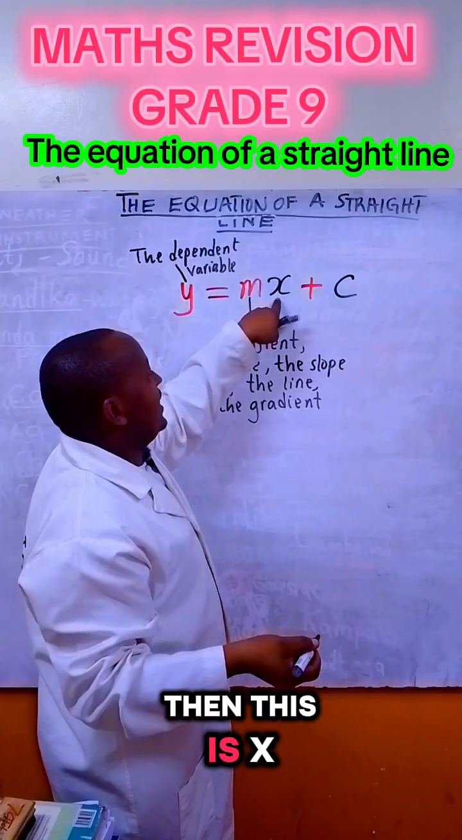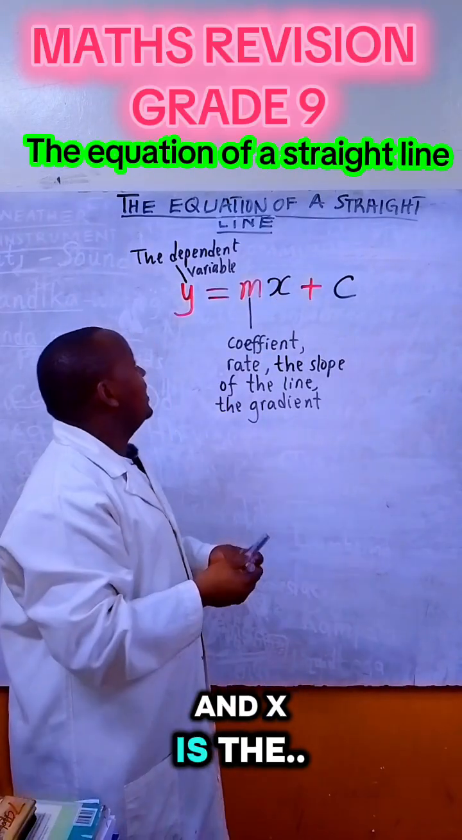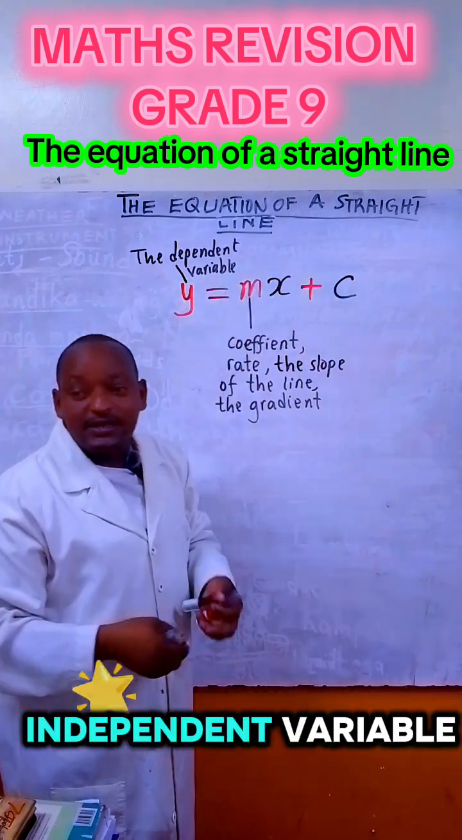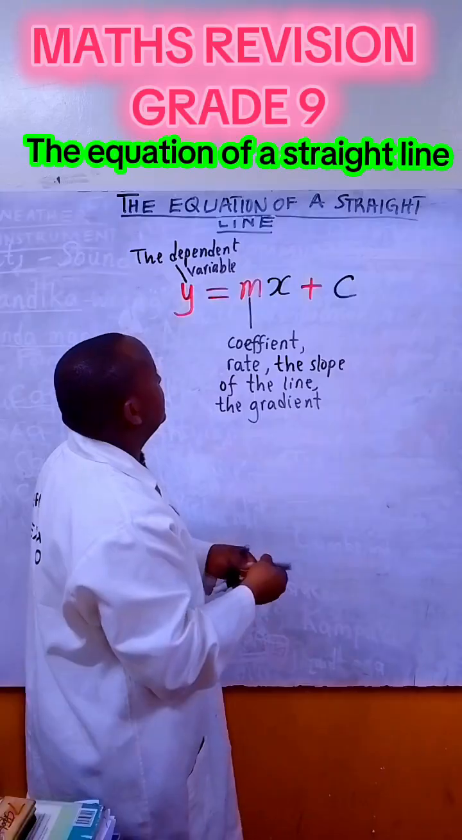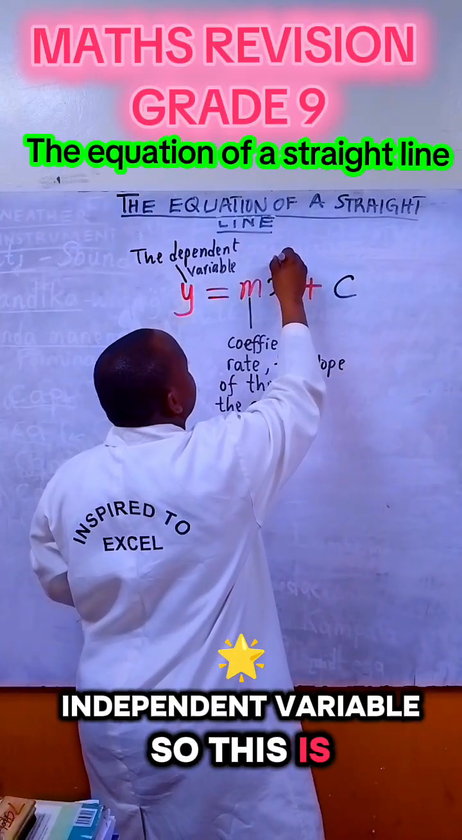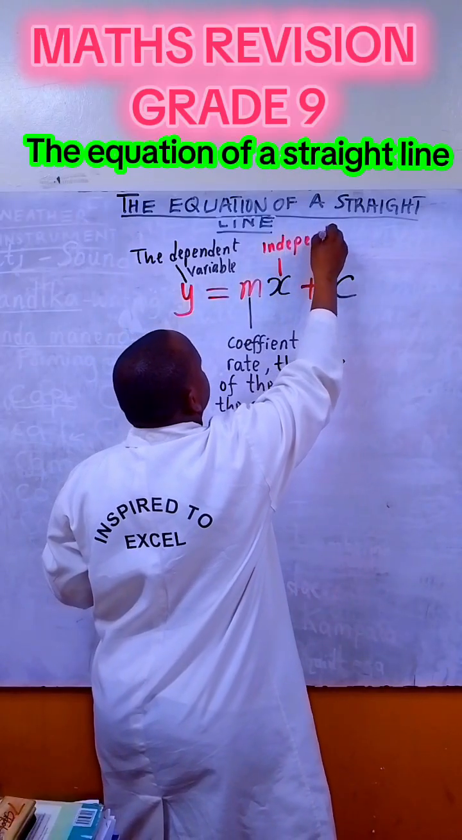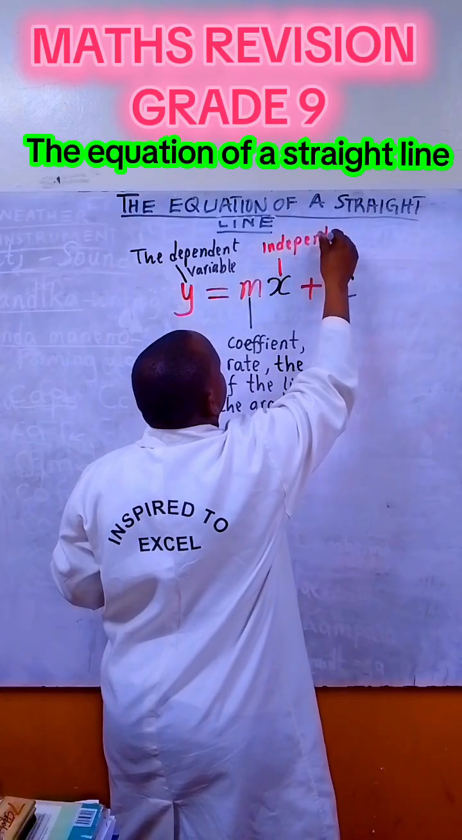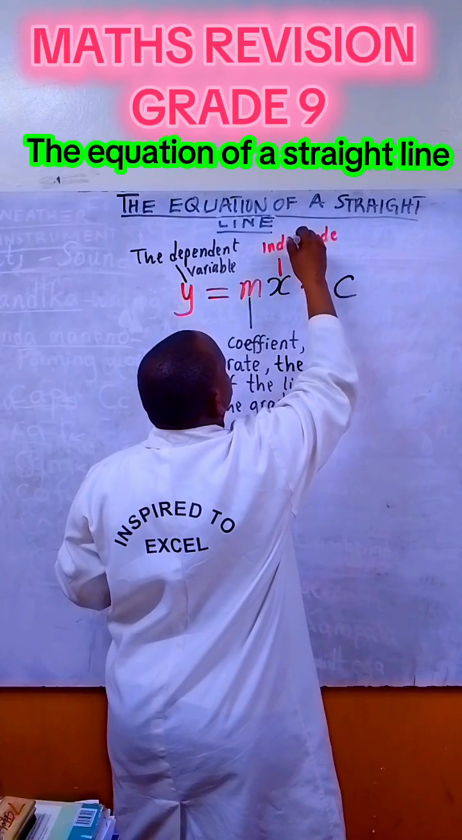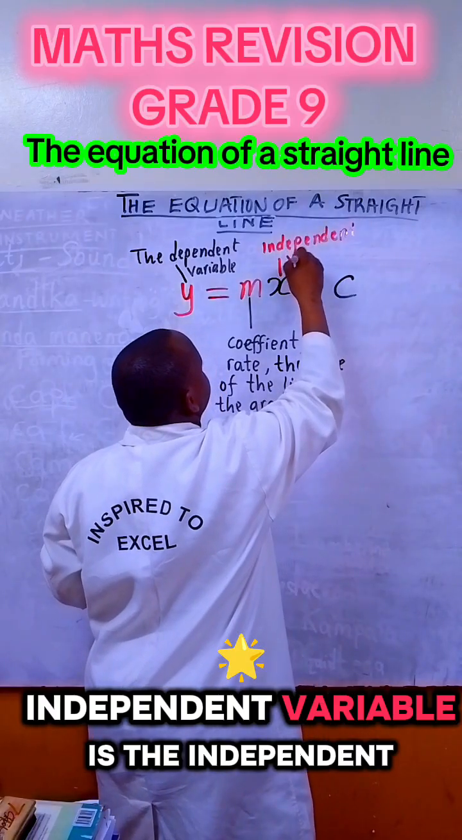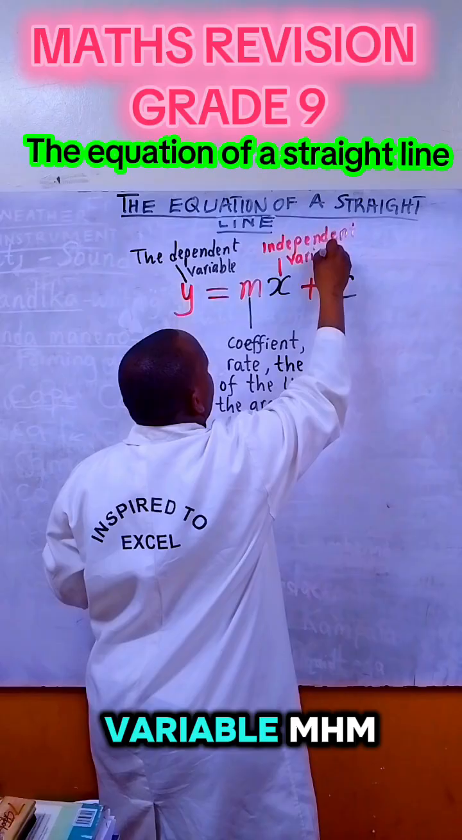Then this is x. This one, y, is the dependent variable, and this one, x, will be the independent variable. This is the independent variable.